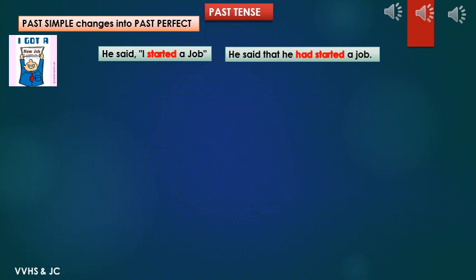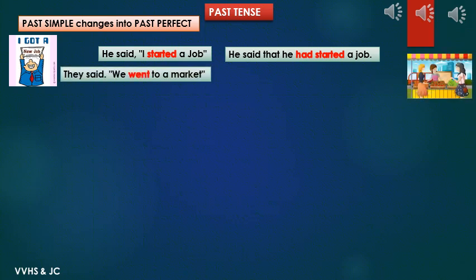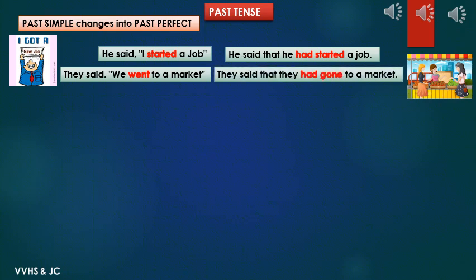Now let's see another example. They said, "We went to a market." Now went is in simple past. Now the indirect speech will be, they said that they had gone to a market. Now had gone is past perfect.